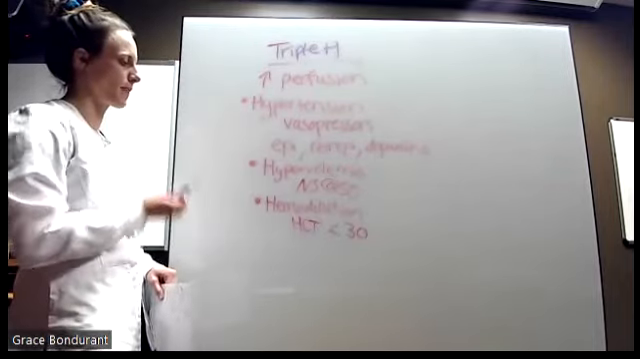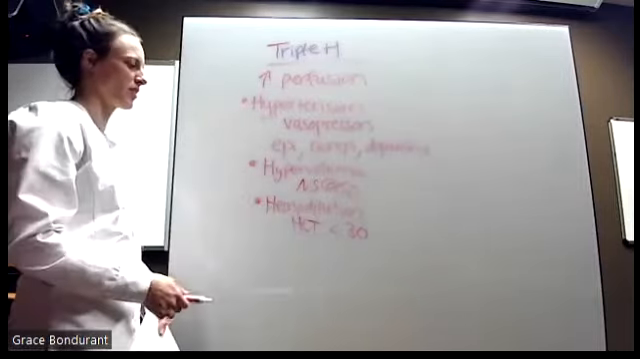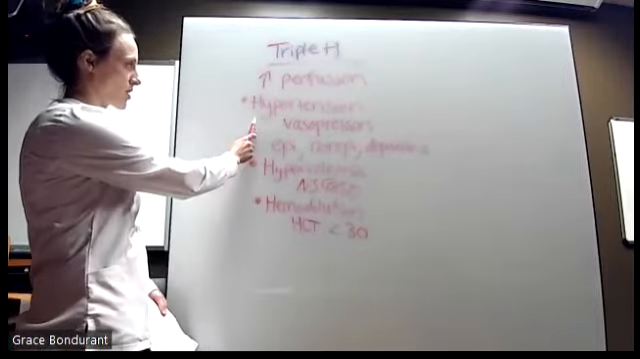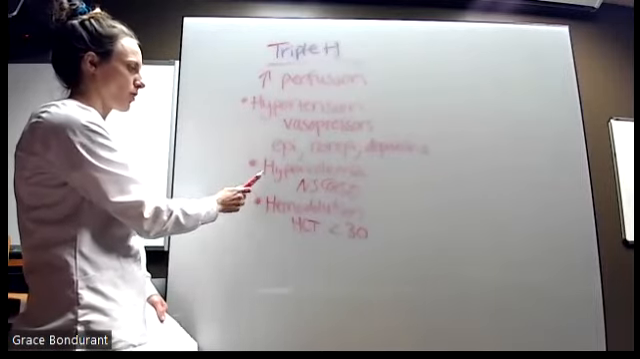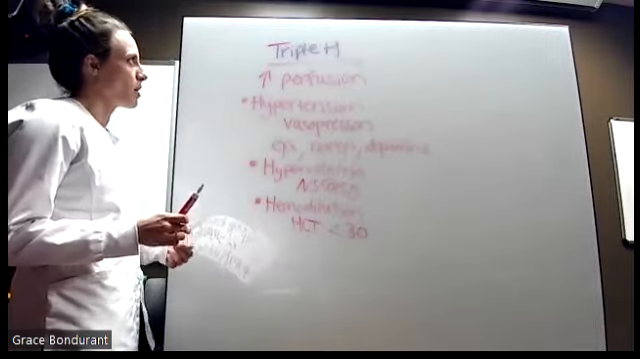Does that make sense? I guess I could have just called this one hematocrit less than 30 instead of hemodilution. But those are the goals: increase the blood pressure, give them more fluids in order to accomplish hemodilution. So, all right.